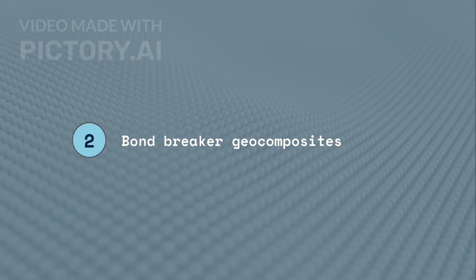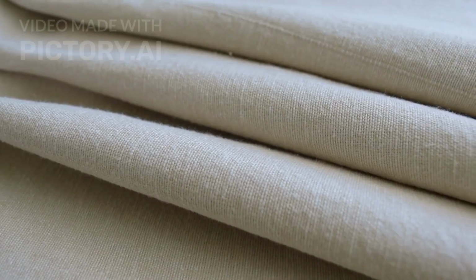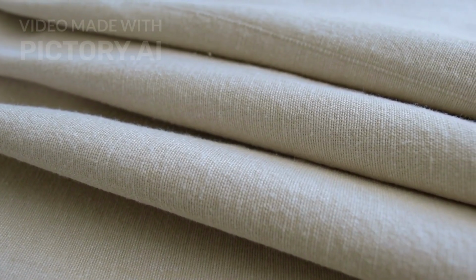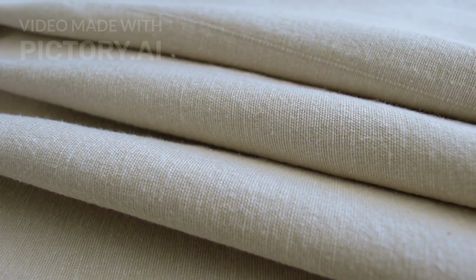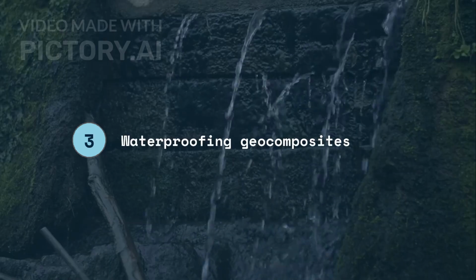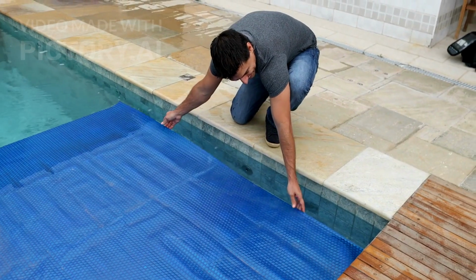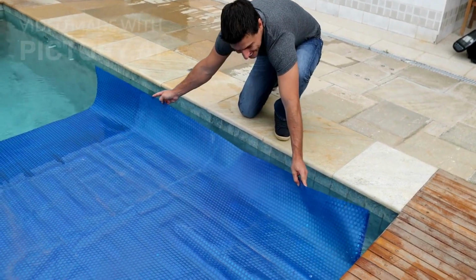Bond breaker geocomposites. These are non-woven geotextiles that act as a bond breaker to allow for some movement between the asphalt and concrete layers. Waterproofing geocomposites. Geocomposites with a waterproofing layer prevent moisture ingress into the concrete.